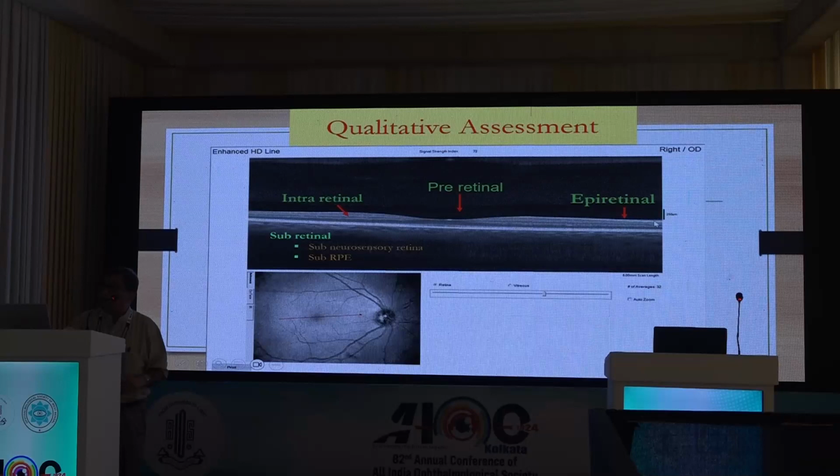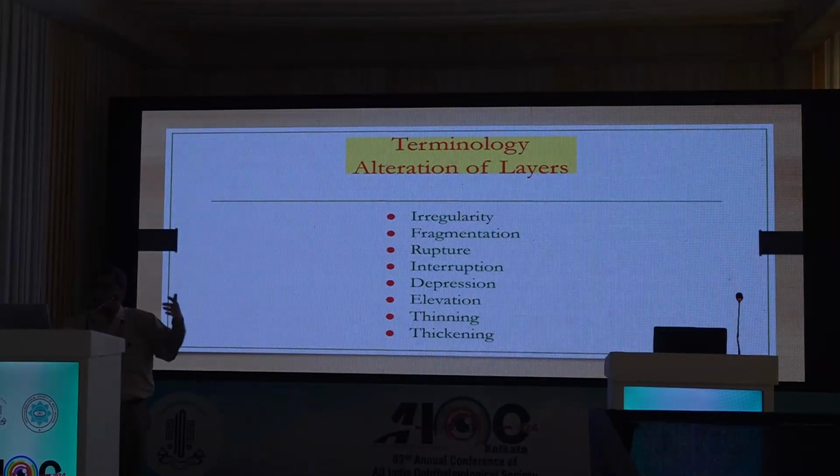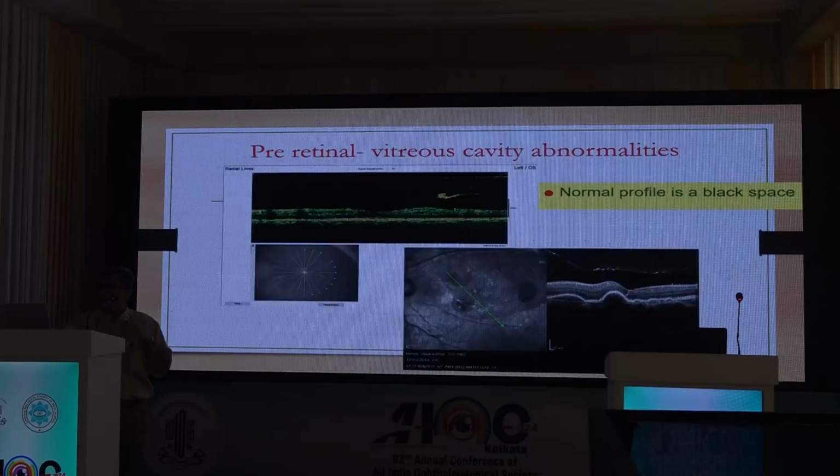The epiretinal, at the surface what is happening? There may be a membrane there. You want to see what is happening, is it pulling? Intraretinal, whether there's a cyst there, some degeneration there. Subretinal, at the level of the RPE, what is happening? And that subretinal could be sub-neurosensory retina or sub-RPE. Both need to be checked. And what do you see within there? It could be some irregularity, it could be some fragmentation, there could be a rupture, some depression, some thinning or some thickening, just to show you.